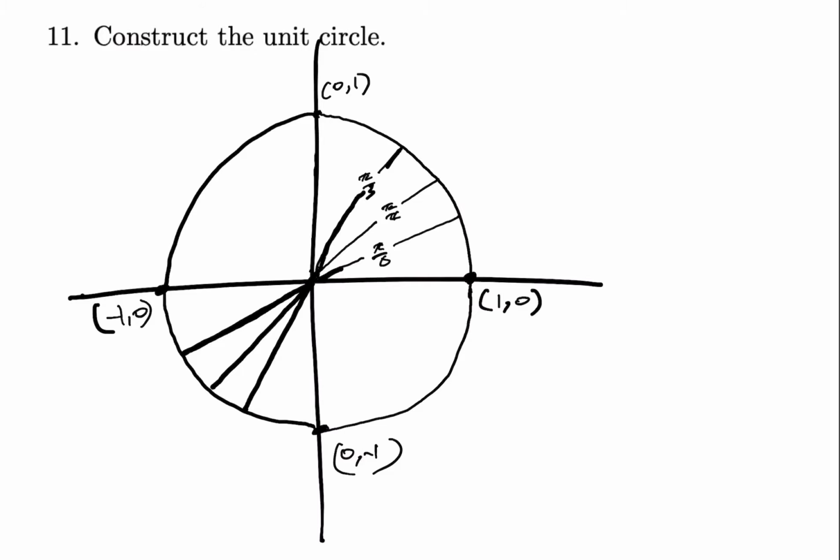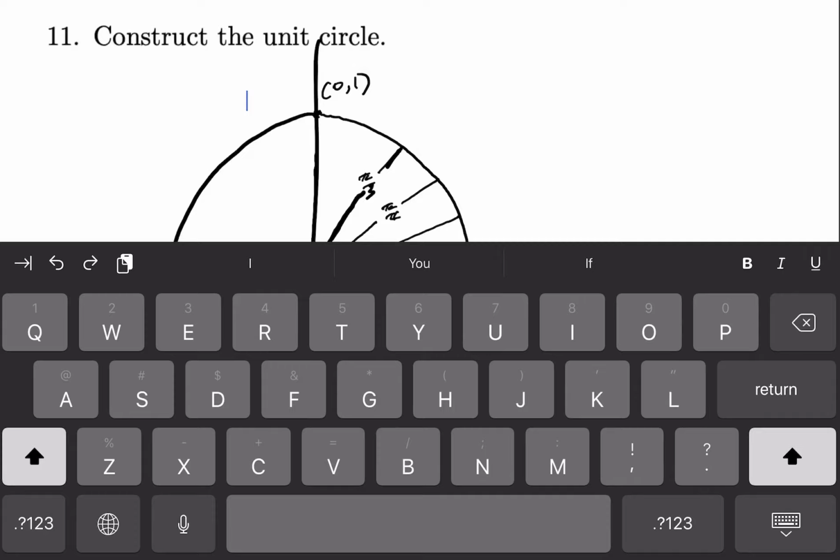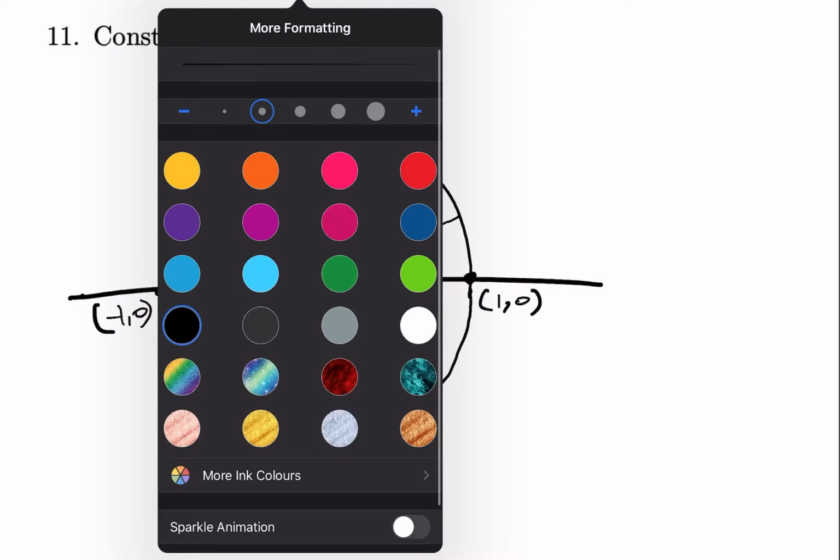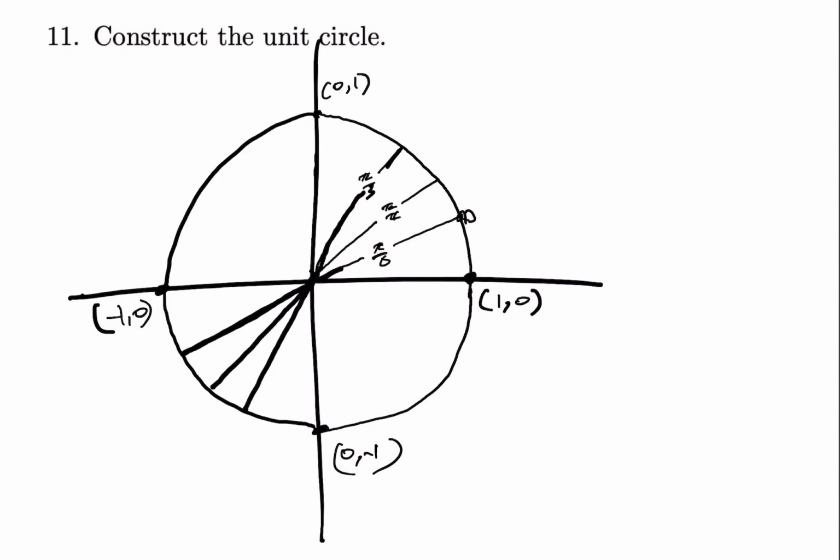So then here, we have this coordinate. This coordinate is square root of 3 over 2, comma, half. And this coordinate right here is square root of 2 over 2, square root of 2 over 2. And this right here is half, square root of 3 over 2.